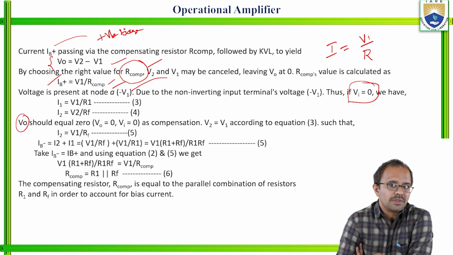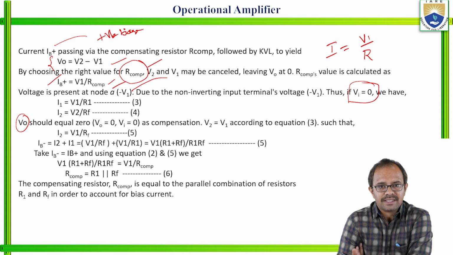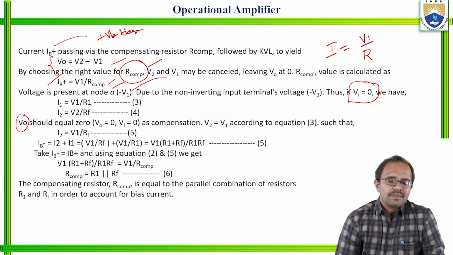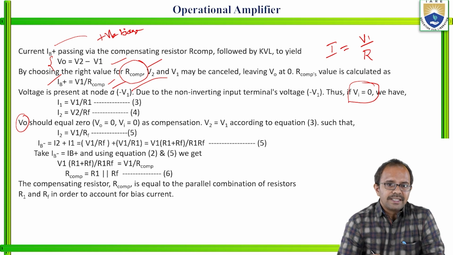If VA equals 0, see the case here. This is like a case study. In the very beginning, if you set the input voltage at the inverting terminal at 0, then V0 should be 0.